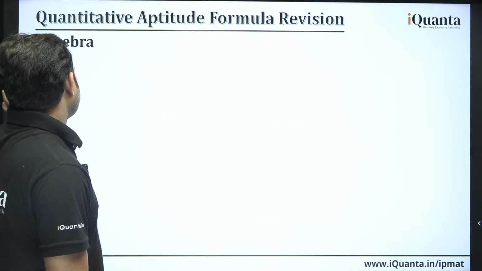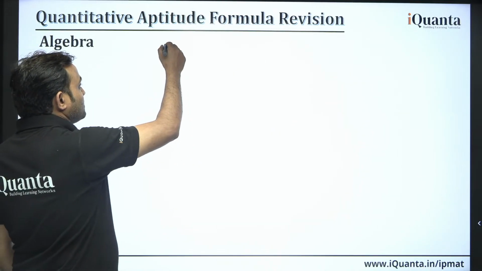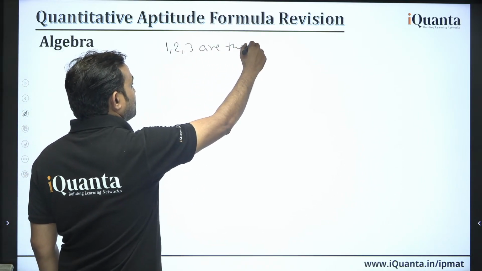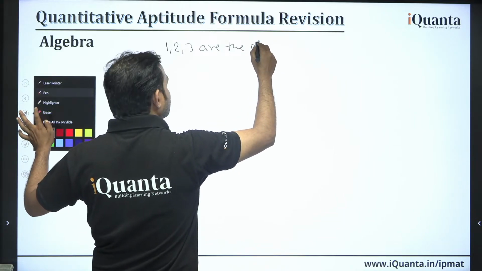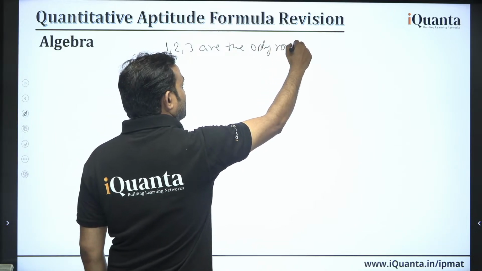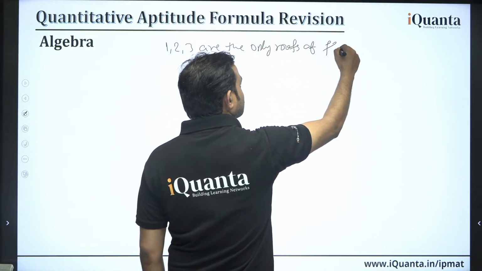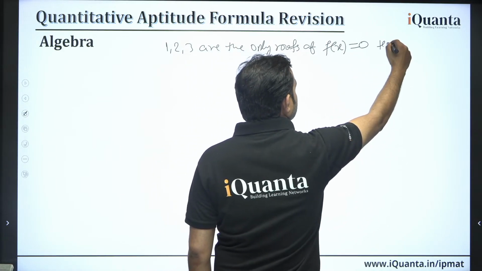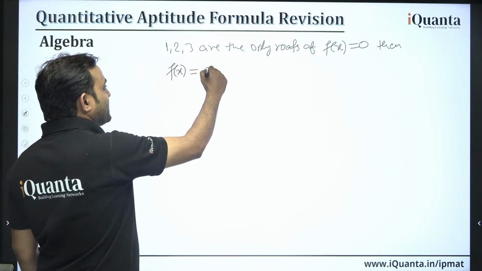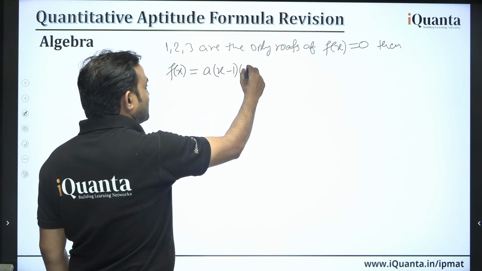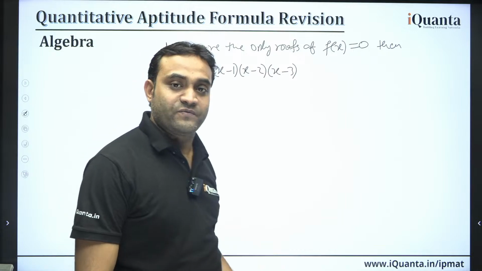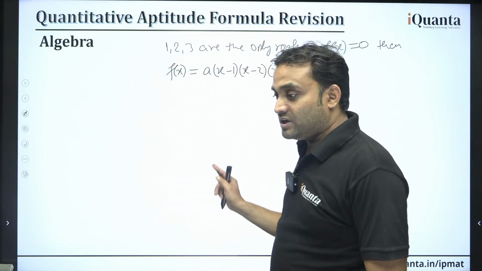All right. Now if we say that 1, 2, 3 are the only roots of f(x) = 0, then we can say that f(x) will be equal to a into (x minus 1)(x minus 2)(x minus 3). Okay, this will be the value of f(x). These are the only roots.